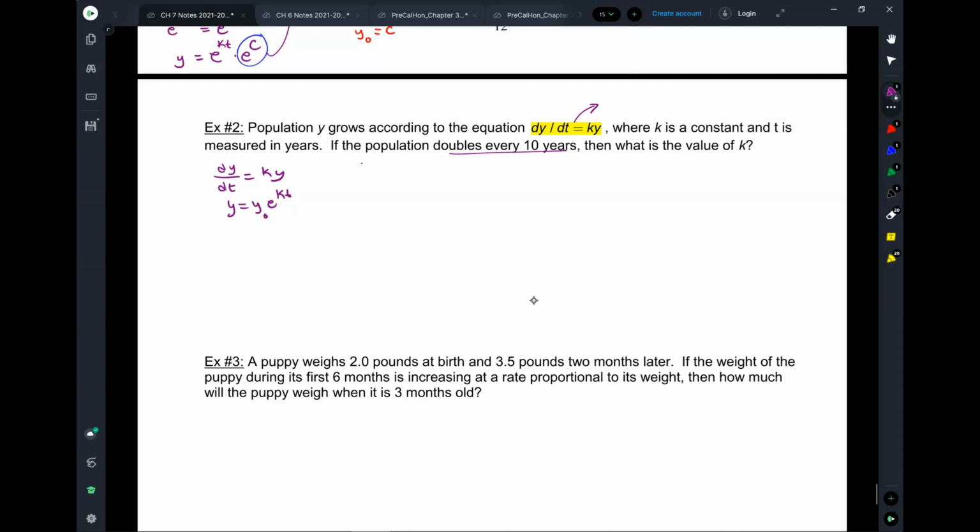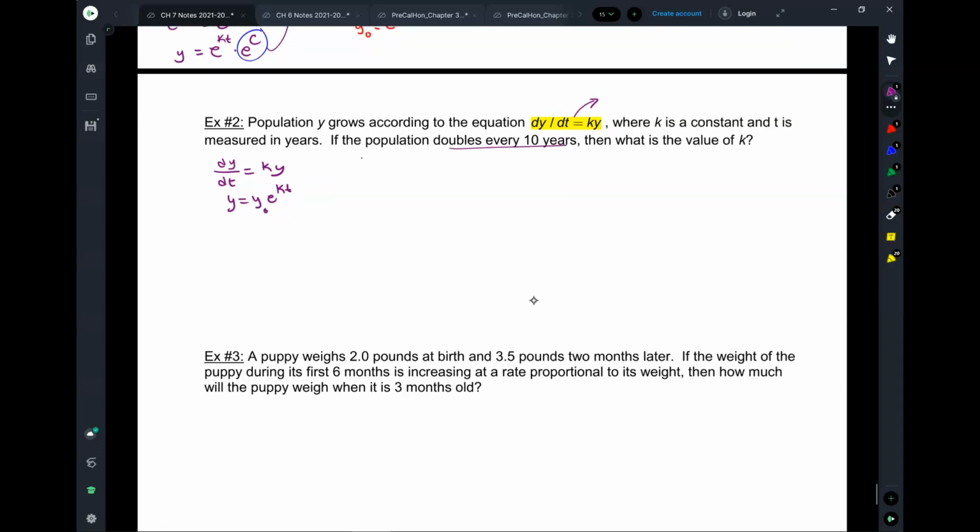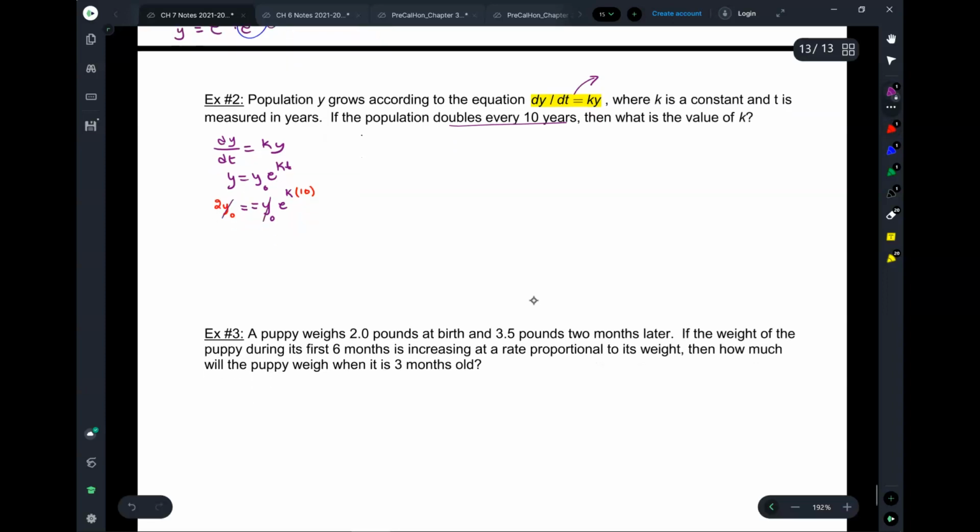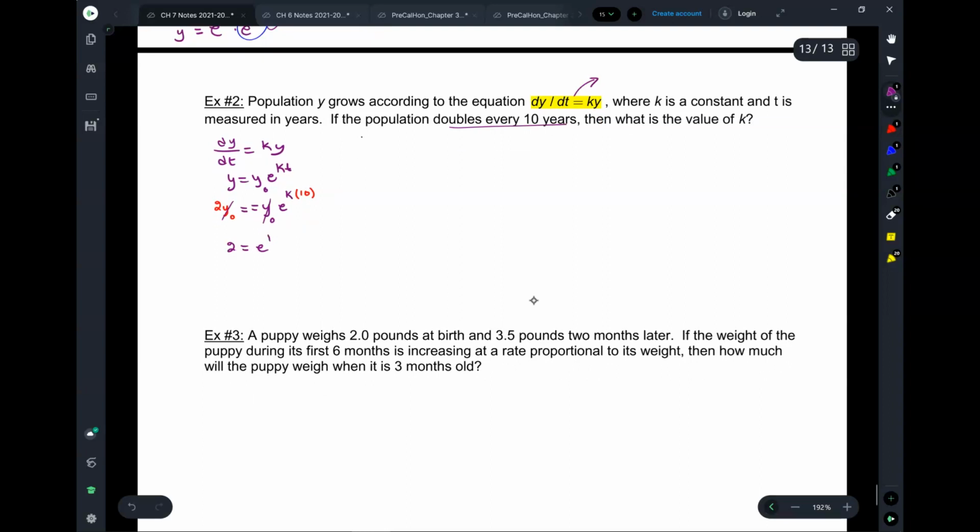Okay? So, it says here the population doubles every 10 years. So, if initially the population was y naught, 10 years later, how much is the population? 2y naught. So 2y naught is equal to y naught e to the k times 10. At 10 years, y is 2y naught. Solving, get rid of the y naught. 2 is equal to e to the 10k.